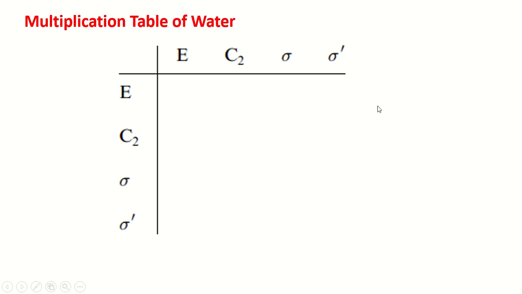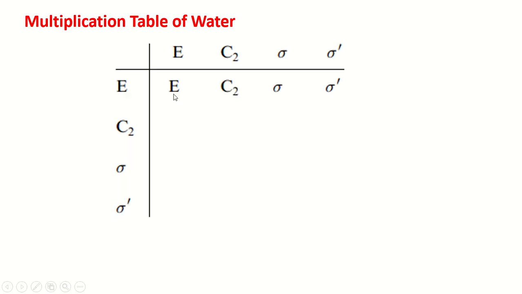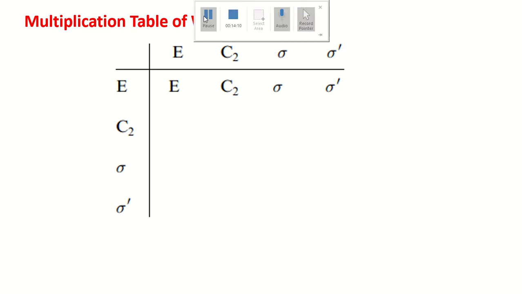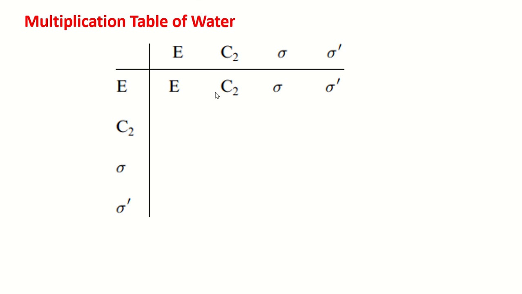So for the first column member and the first row, the resultant would be like this: identity, C2, sigma and sigma dash. Every operation or element which is commuted with the identity gives the same operation that is used to commute with the identity. Now let's commute the other members of the column with the different members of the row.